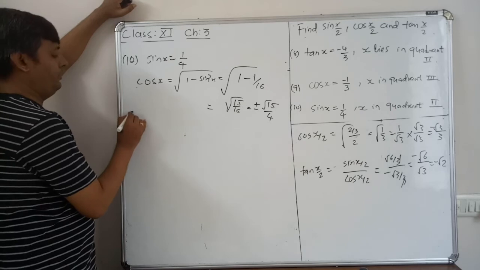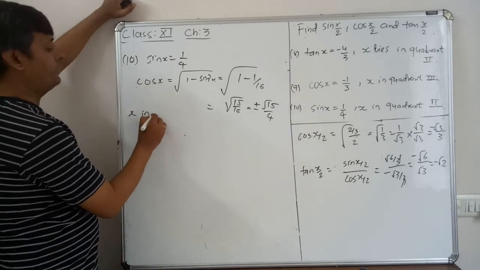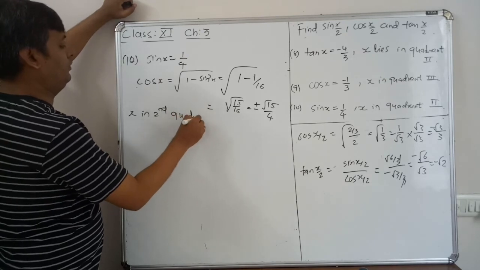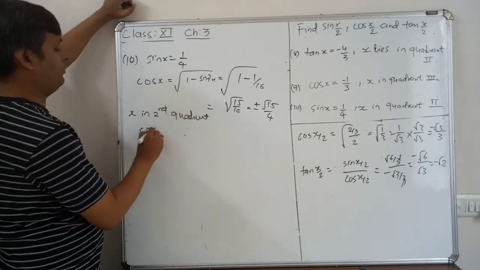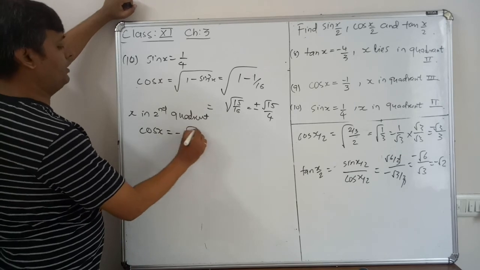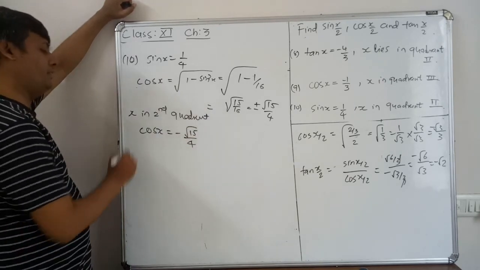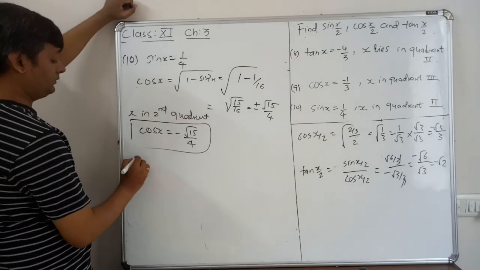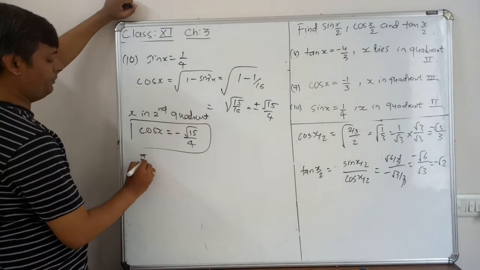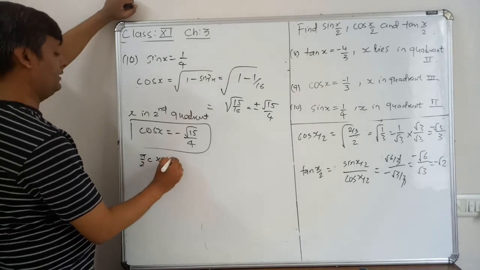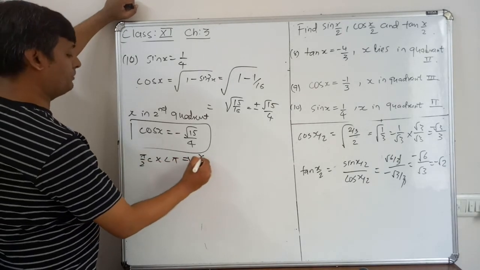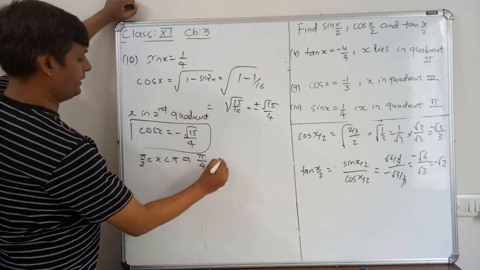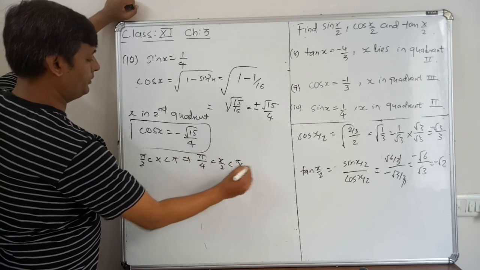Okay, but x is in which quadrant? Second. Right, so cos is negative. So cos x is equal to minus under root 15 by 4. Understand? Okay, I got it now. Second quadrant means pi by 2 is less than x and x is less than pi. But I need the x by 2. So pi by 4 is less than x by 2 and x by 2 is less than pi by 2.